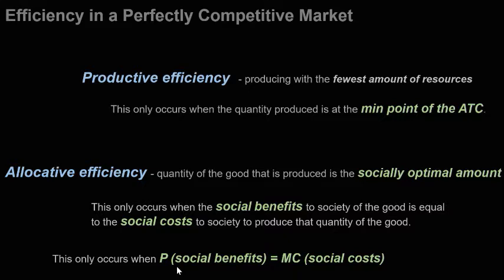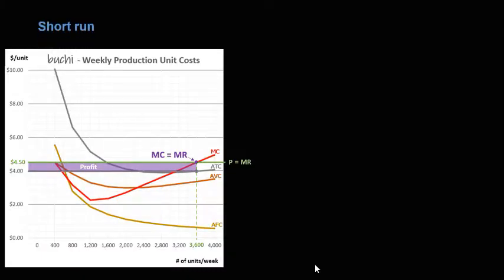Or in other words, we can say productive efficiency occurs when we produce at the minimum point of the average total cost curve, and allocative efficiency occurs when price equals marginal cost. So in the short run, in this case, the firm is earning a profit, and we see that marginal cost equals marginal revenue, and marginal revenue equals price. Therefore, in the short run, we do have allocative efficiency.